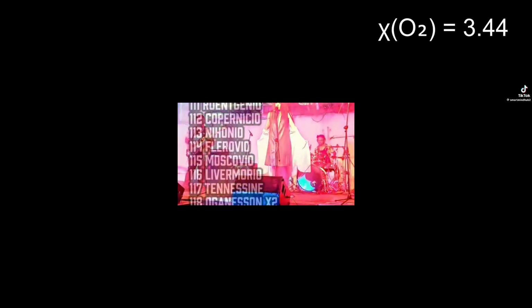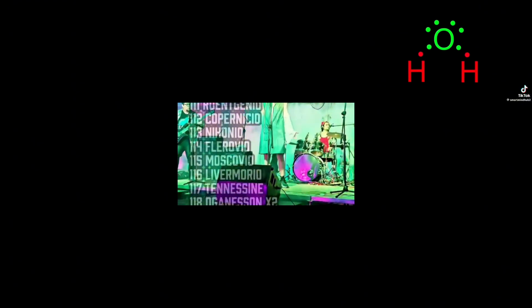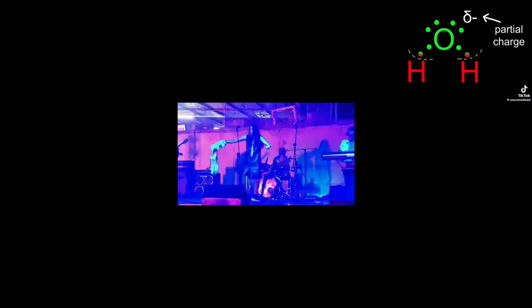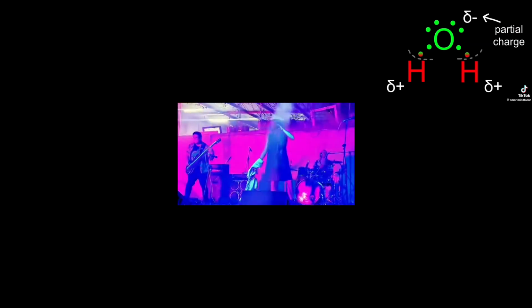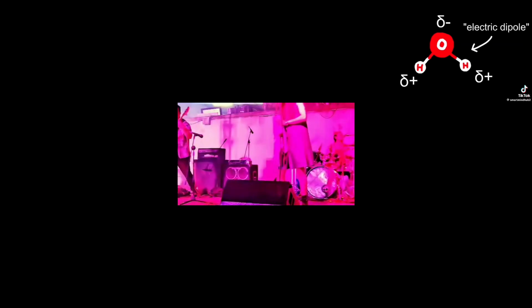An example is water. Oxygen has a very high electronegativity compared to hydrogen. As a result, it pulls the electrons of hydrogen so hard that they kind of belong to oxygen, giving it a partial negative charge, and hydrogen a partial positive charge. The presence of two poles with opposite charge is called an electric dipole.